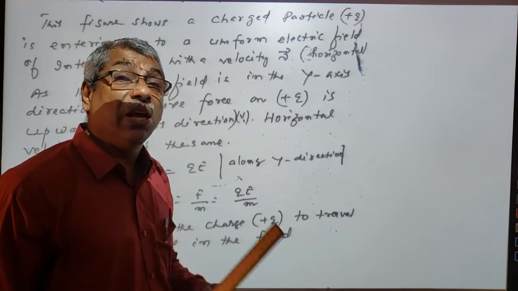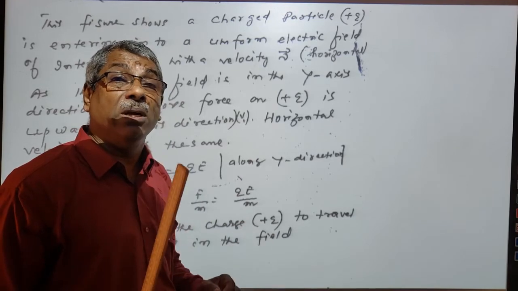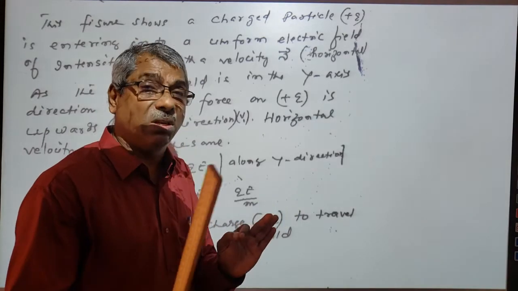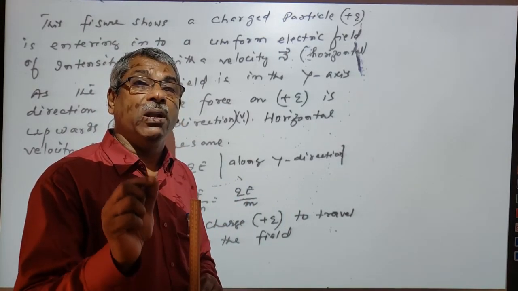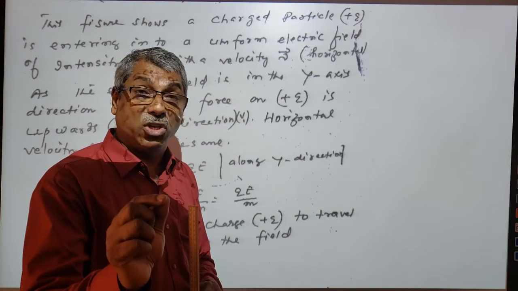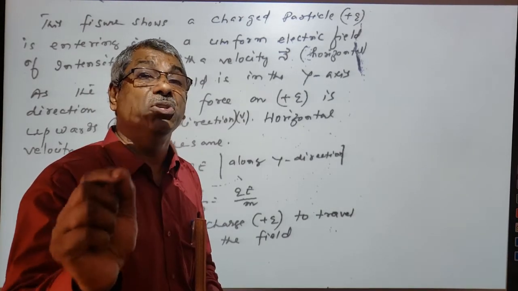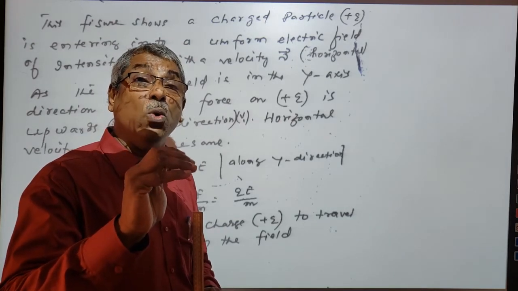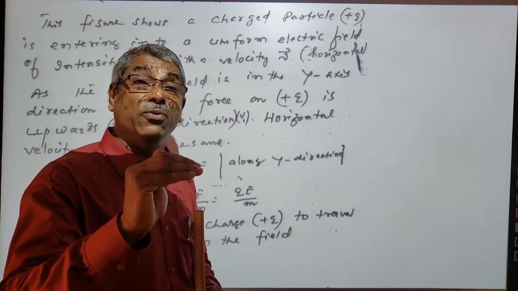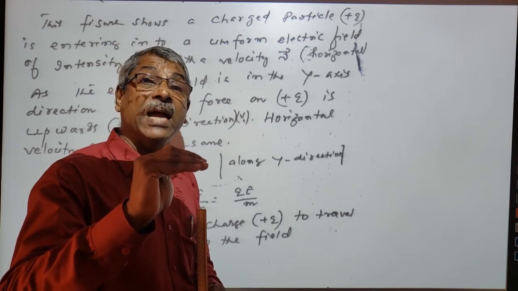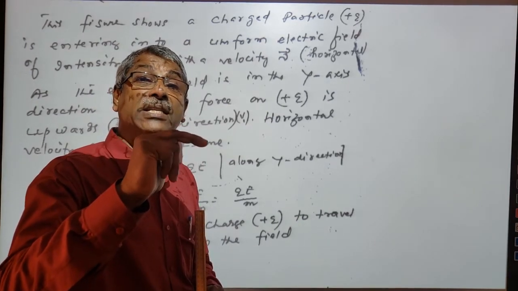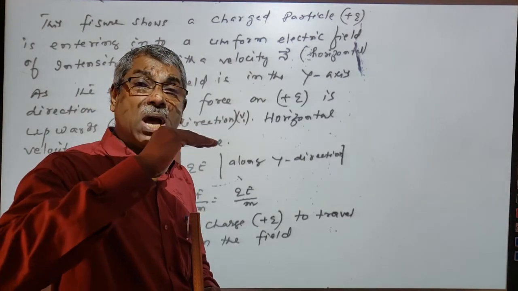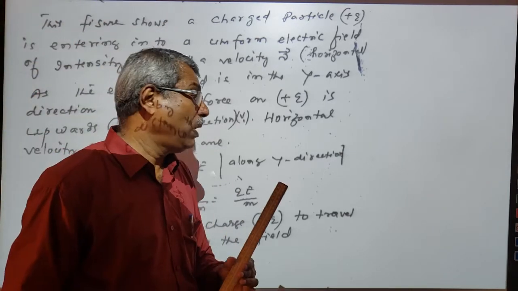Initially, the velocity of the charged particle in the y-axis direction is equal to 0 because it just enters the electric field. The velocity of the charged particle in the vertical direction is equal to 0. As it enters the electric field, a force acts on the charged particle. When force acts on it, it gets accelerated in the y-axis direction. Hence, its velocity goes on increasing in the upward direction. And it follows a parabolic path.